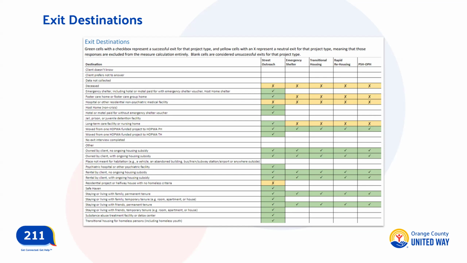And those destinations that you see in blank, which are the white boxes, are going to be considered unsuccessful based off of the HUD data standard, as it is considered missing data. And you'll see the yellow is going to be excluded or neutral exits.